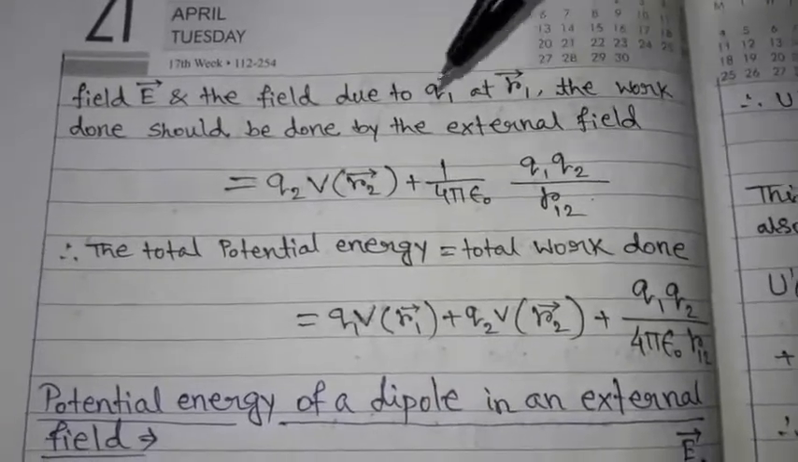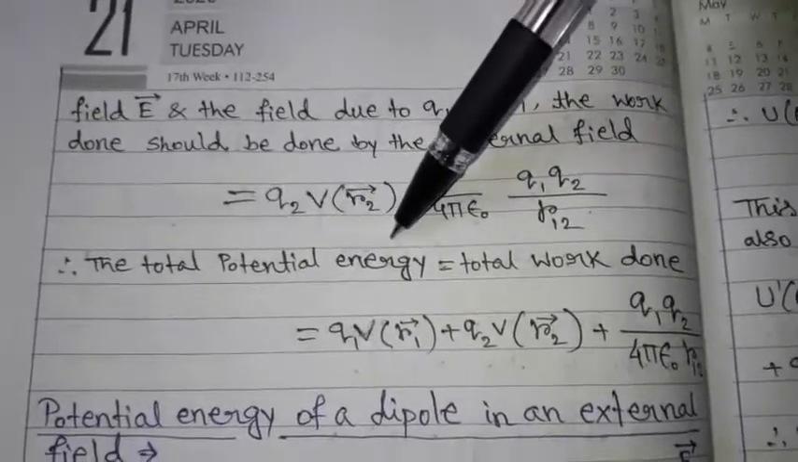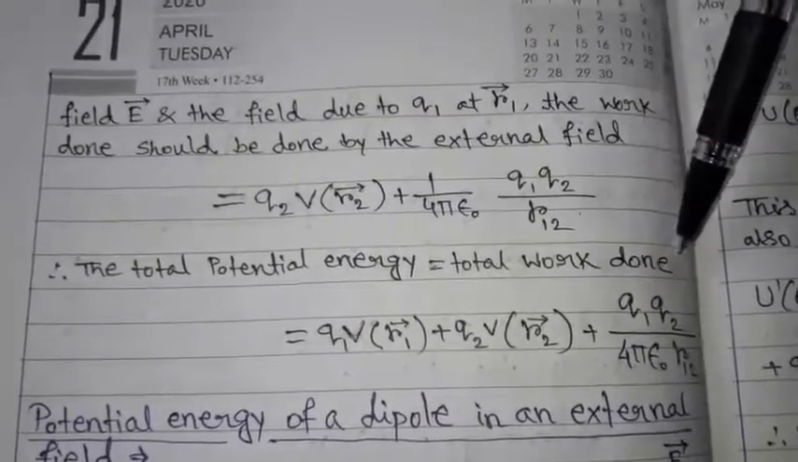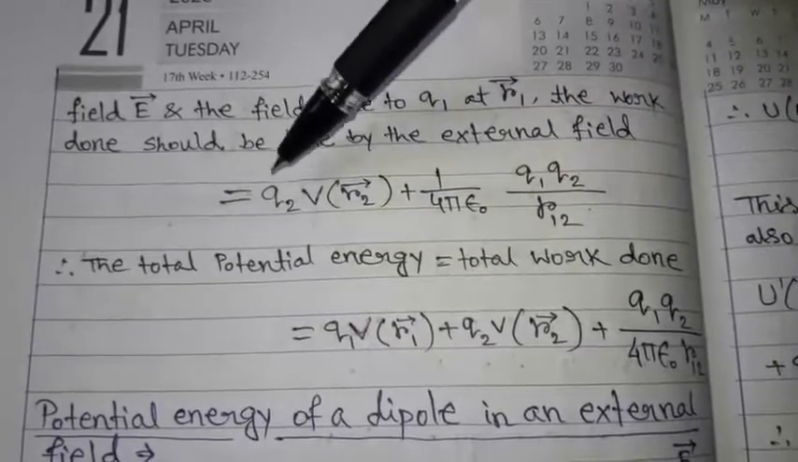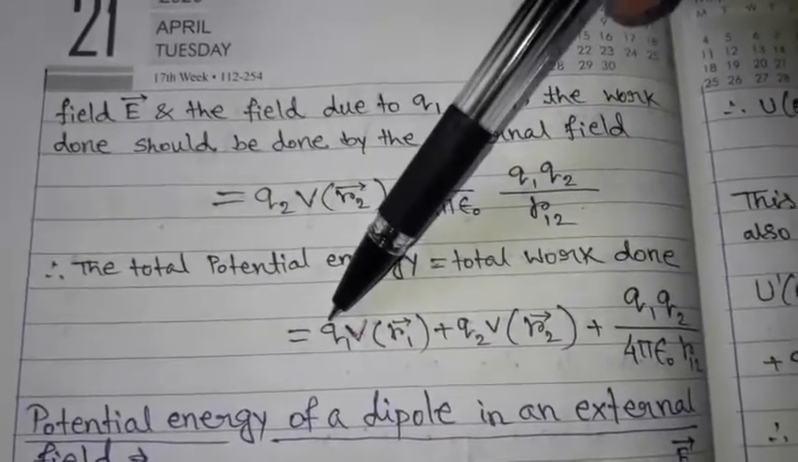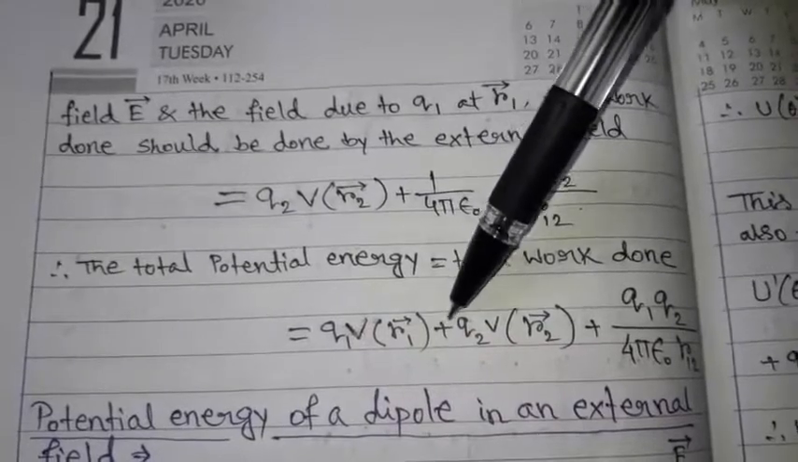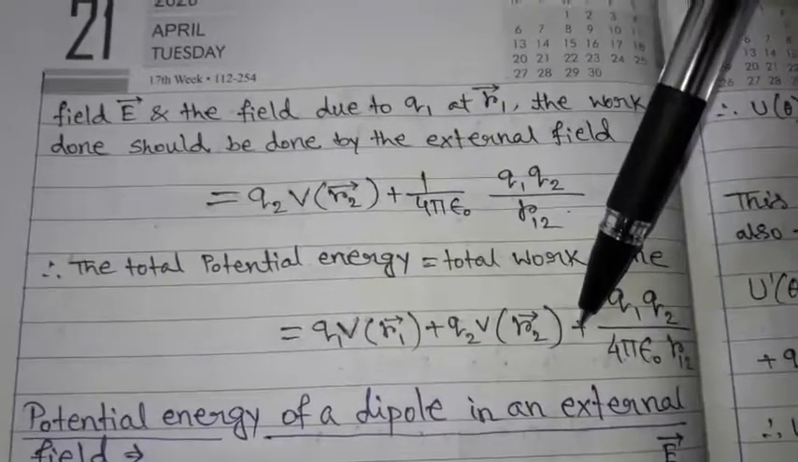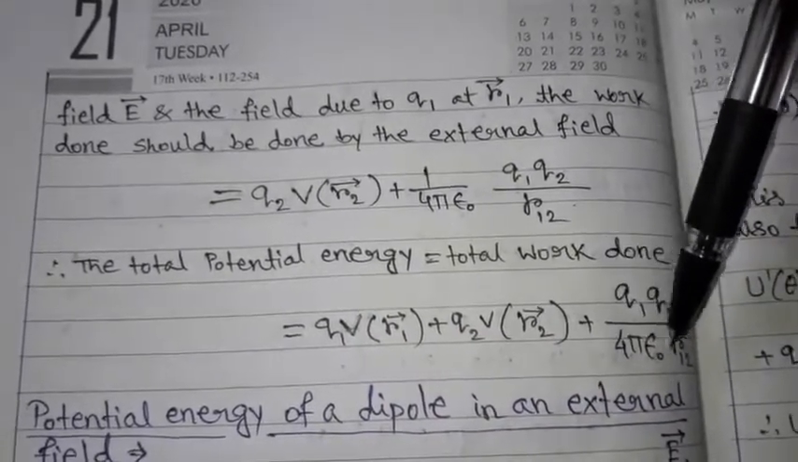Hence the total potential energy equals the total work done, equal to the sum of the two works done: q1 V function of r1 plus q2 V function of r2 plus q1 q2 by 4 pi epsilon 0 r12.